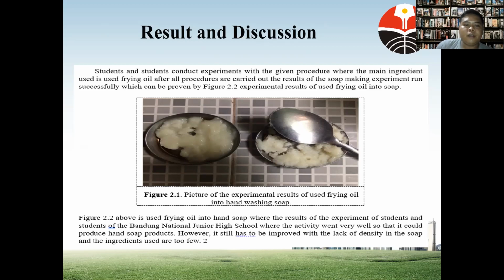Above is used frying oil made into hand soap, the result of the experiment by students of the Bandung National Junior High School, where the activity went very well so that it could produce a hand soap product. However, its quality has to be improved because of the lack of density in the soap and the ingredients used are too few.